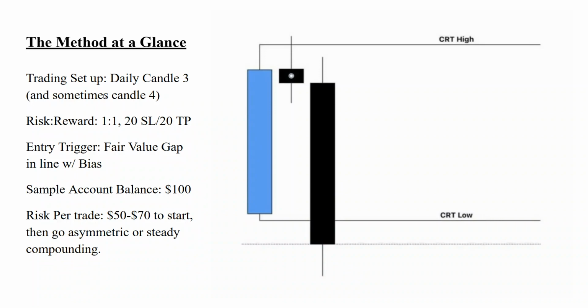So the method that we use is this. We go for one-to-ones, okay? 20 pips stop loss, 20 pips take profit. The entry trigger is we use a fair value gap in line with our buys for the day.